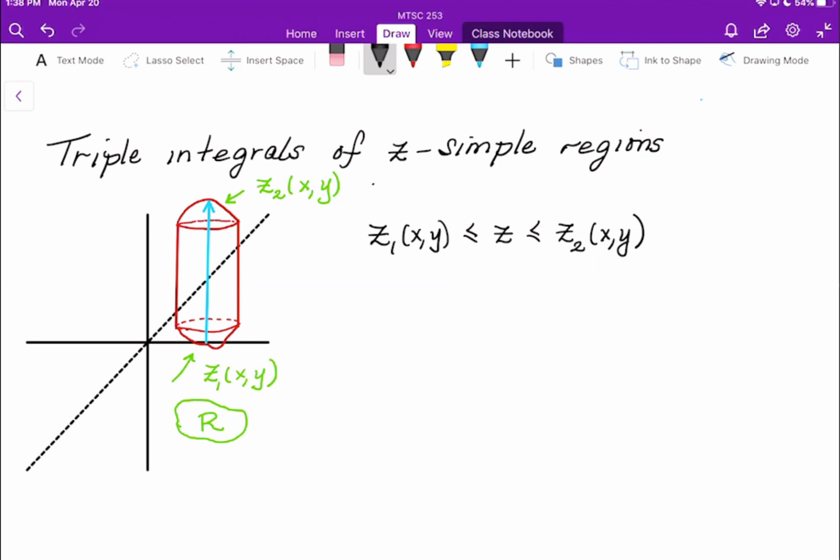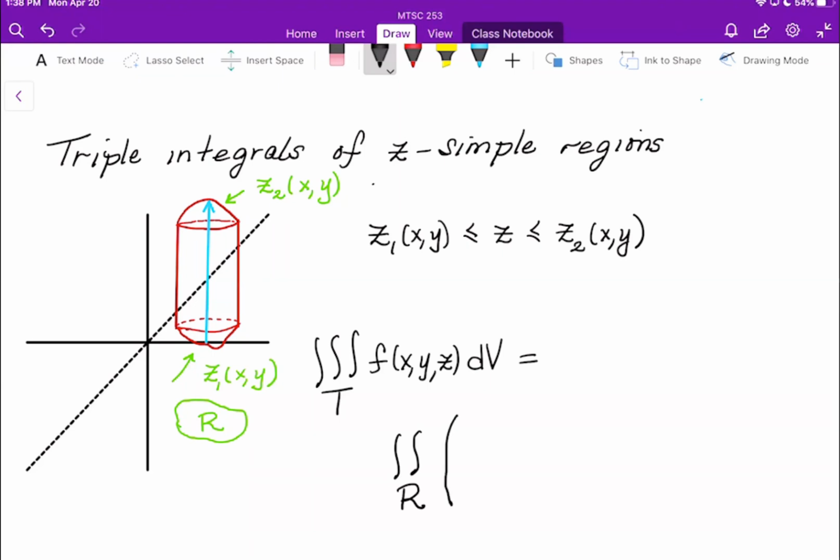So now the triple integral over T of a function of X, Y, Z dV now becomes the double integral over the region R. And now I'm going to do the integral from Z1 of XY to Z2 of XY of F of XYZ dz.